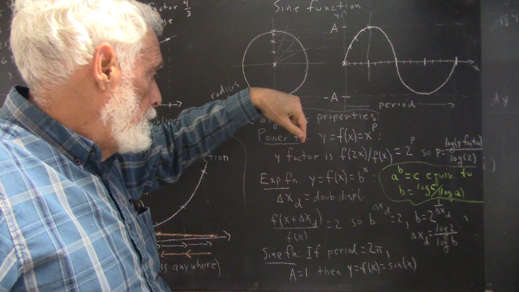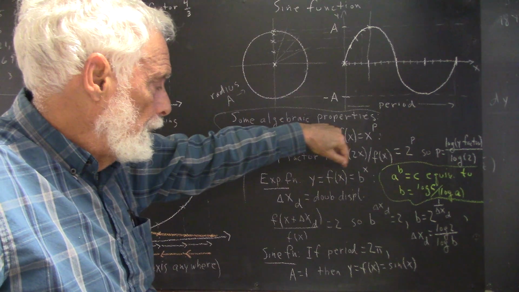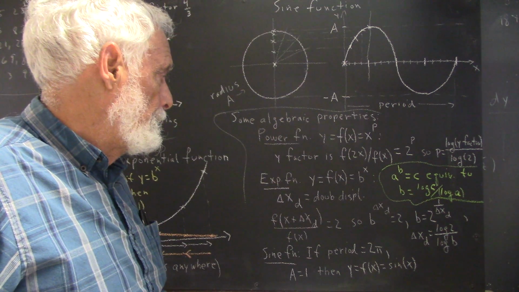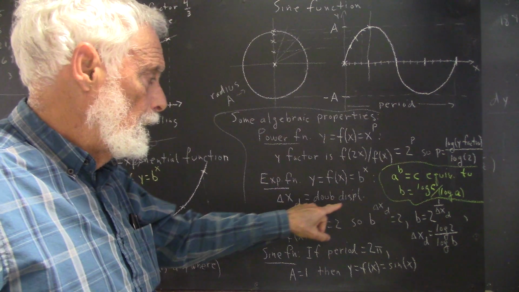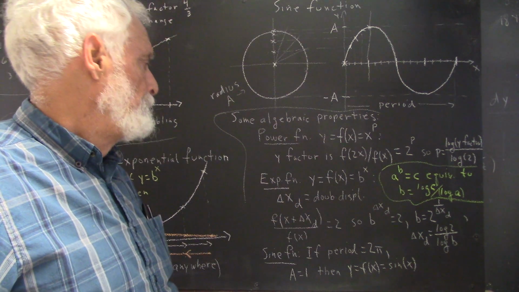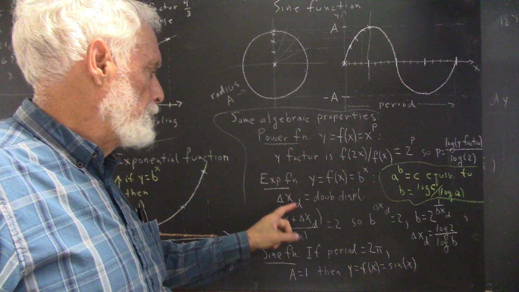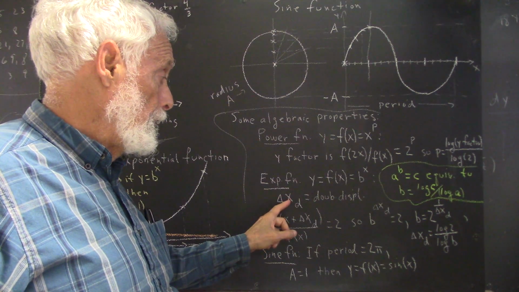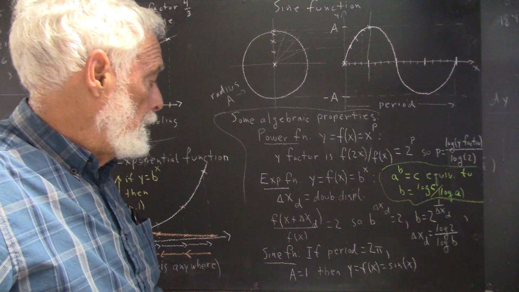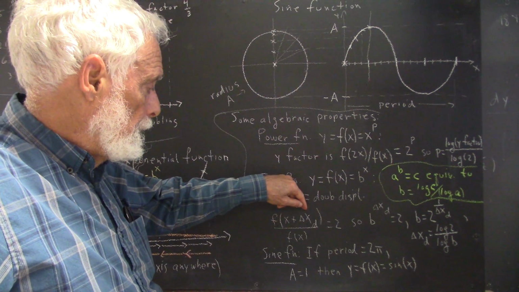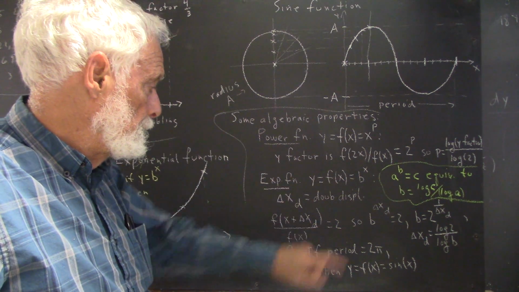Okay, so if y equals f of x equals b to the x, and your doubling displacement, which is a little bit long to write into an equation, is represented by delta x sub d, change in x that doubles, if you wish to read it that way, then we have f of x plus delta x sub d over f of x equals 2.